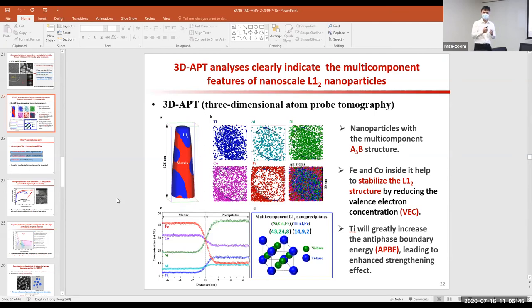Yes. And if we want to get a very high resolution, we have to tilt the tip into a specific orientation and get this periodic arrangement of the atoms. It's actually not the real atoms. It just shows a reconstruction from the composition analysis.